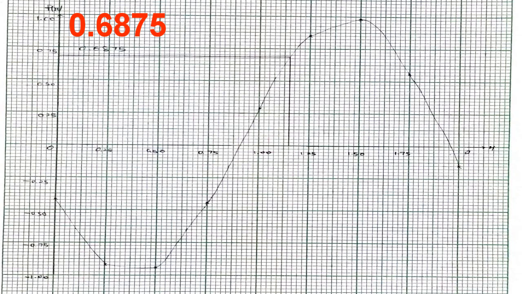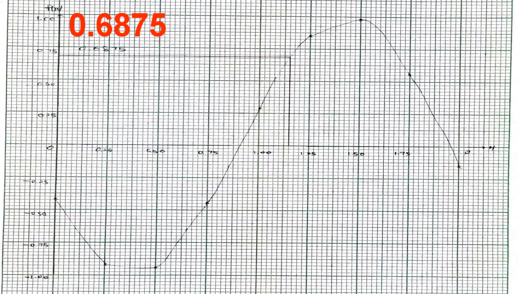Let's proceed to the curvilinear graph. For the curvilinear graph, we do the same thing. We plot the interval 0.25 for the x-axis and y-axis. Note that y equals f(x). So same thing, we plot 1.15. From the x-axis, we draw a straight line, directly connecting to the y-axis. So my answer is 0.6875.